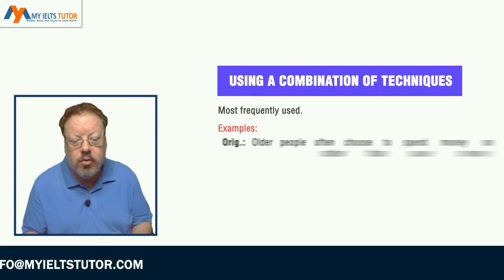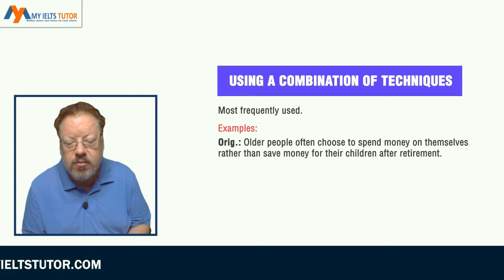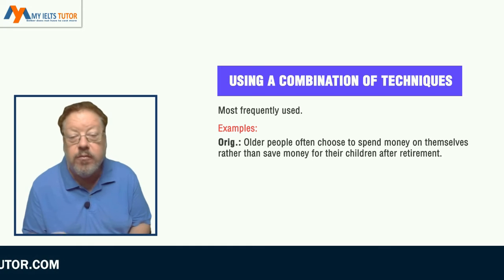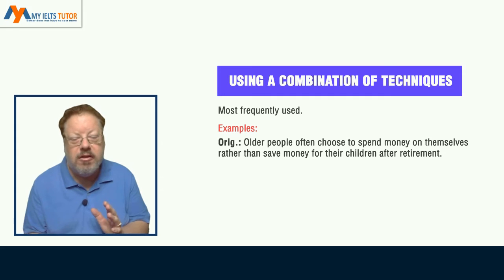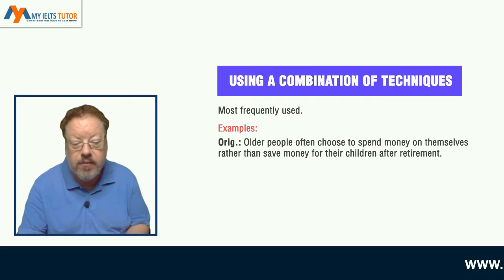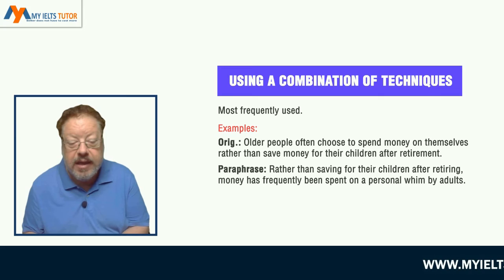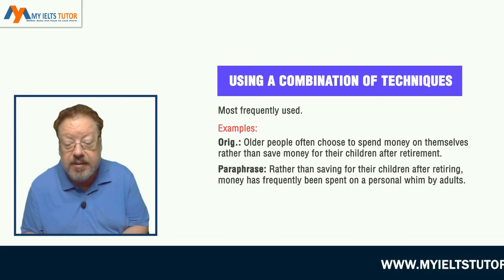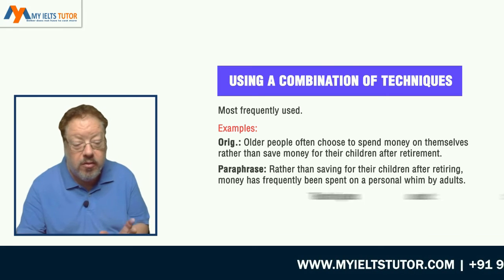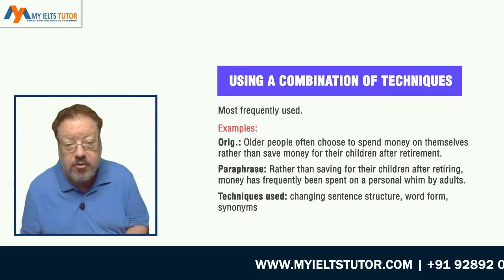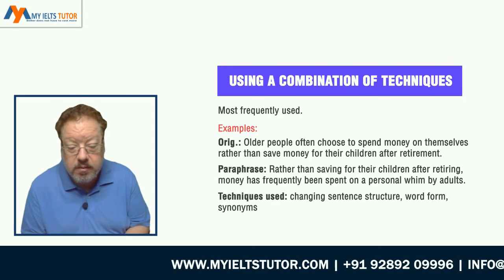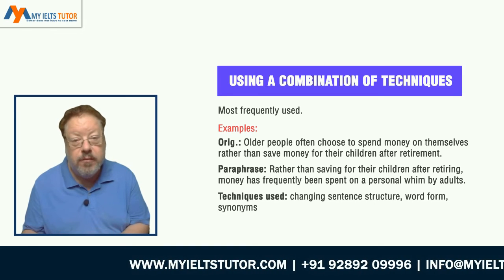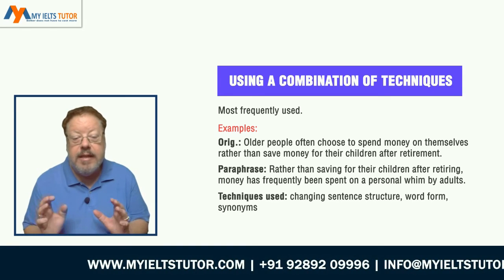Now, here, older people choose to spend money on themselves rather than save money for their children after retirement. That's from our last slide. We changed this from active voice to passive voice. We have here, rather than saving money after retiring, money has frequently been spent on personal whims by adults. We have changed the sentence structure, active to passive, and then we've changed the word form, and then we've used synonyms. So that's how you can do this.